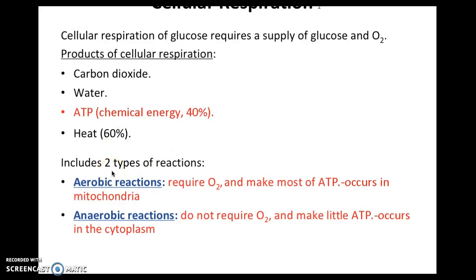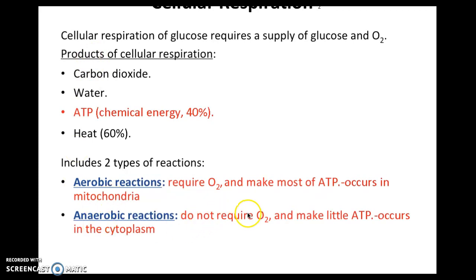We were just talking about aerobic and anaerobic reactions. Aerobic reactions require oxygen, and they make a great amount of ATP, energy, and they store it in ATP. And this occurs in the mitochondria. Again, you probably remember from biology class that it is the mighty mitochondria that is the center of cellular respiration.